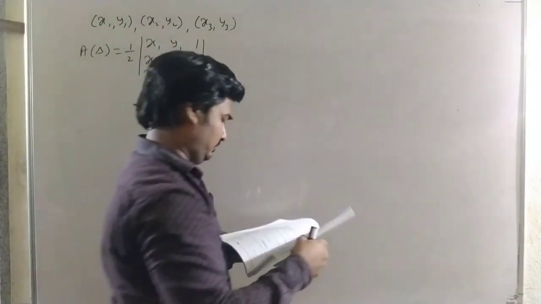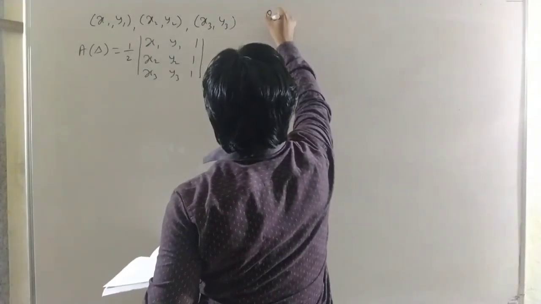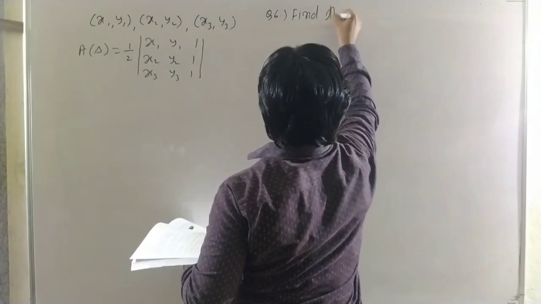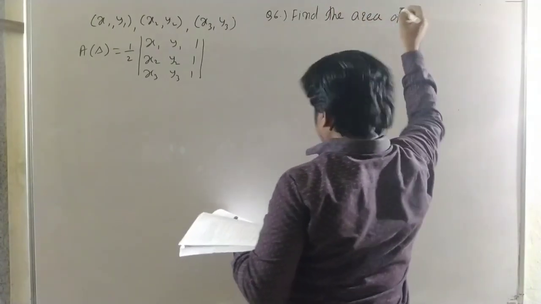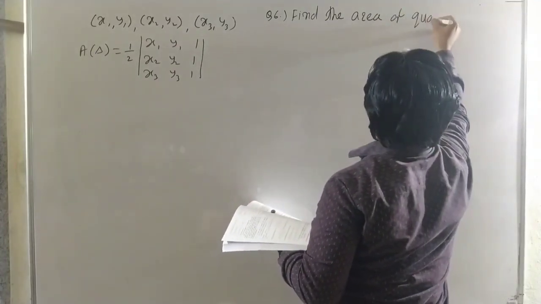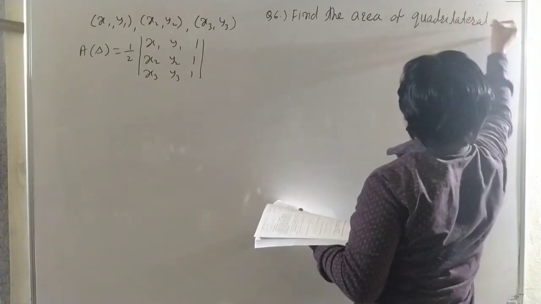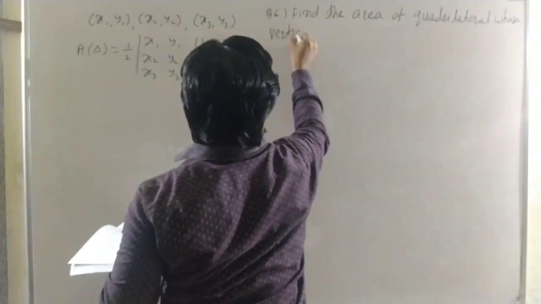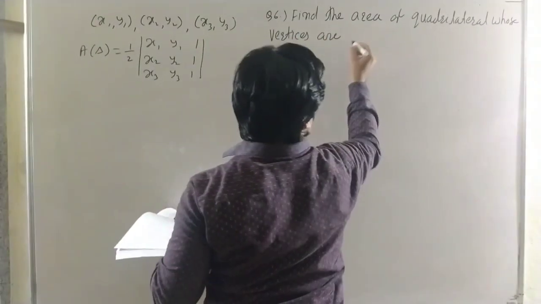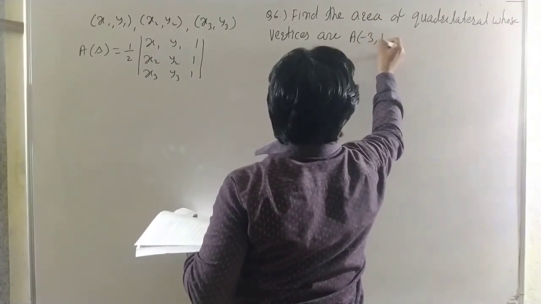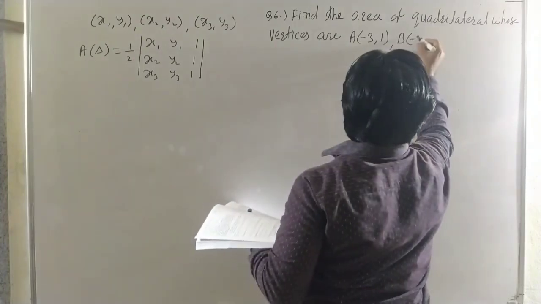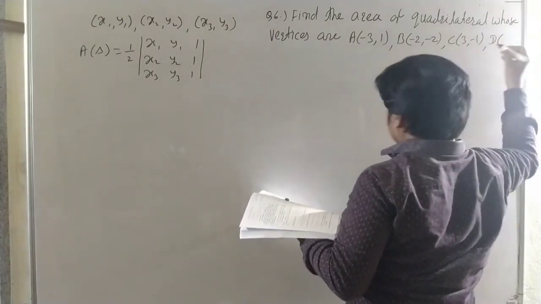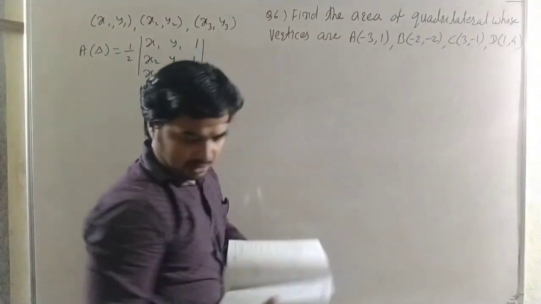Now next example, example number 6. Find the area of quadrilateral whose vertices are A(-3, 1), B(-2, -2), C(3, -1), and D(1, 4). Now we want to find the area of the quadrilateral.